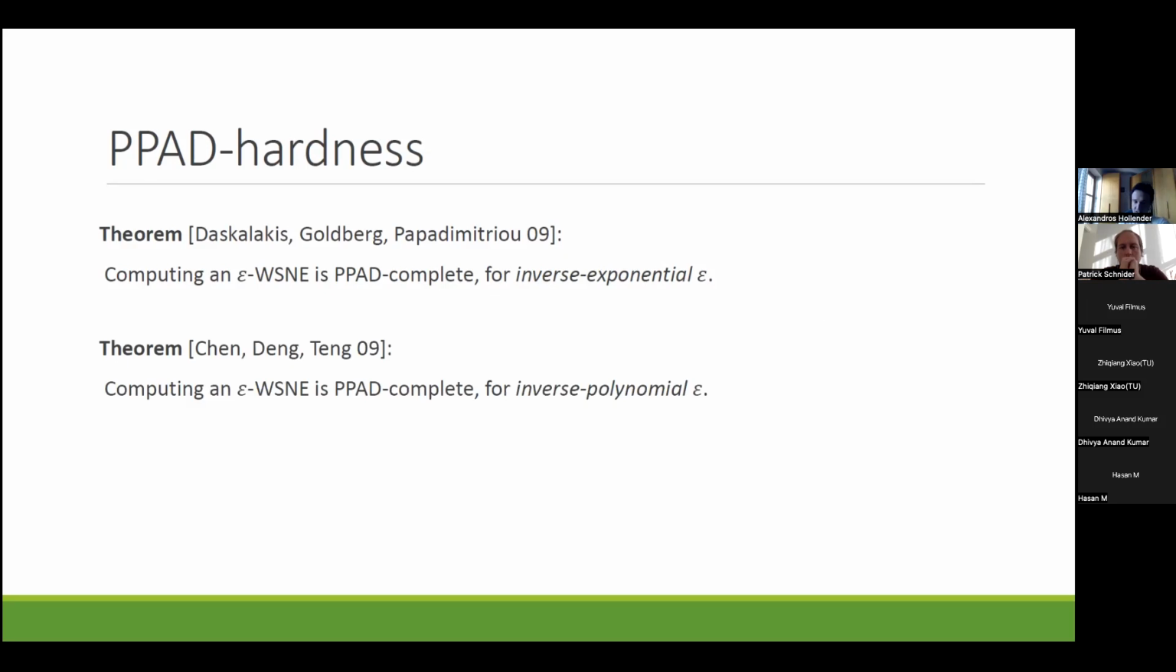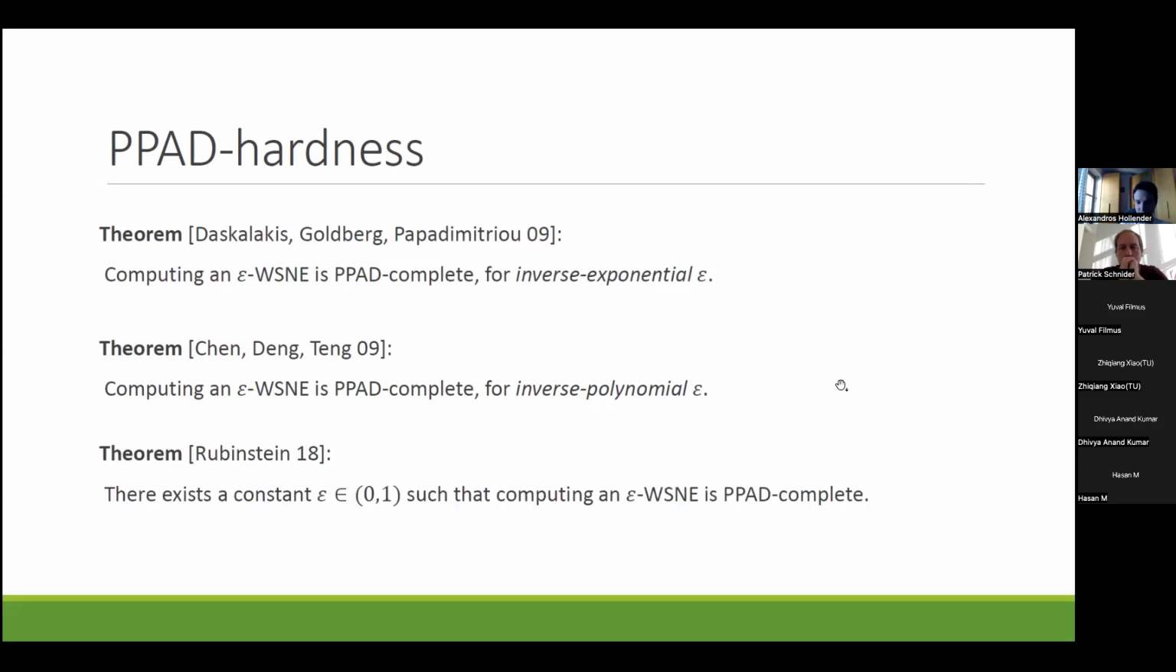The paper by Chen, Deng, and Tang, which proves hardness of computing Nash equilibrium for two-player games, bimatrix games, again, implicitly proves this for inverse polynomial epsilon, meaning that the epsilon has to decrease as the instance increases, but at a slower rate. Okay, and finally, there was a breakthrough result more recently by Rubinstein, who proved that there exists some absolute constant, so that no matter how the instances become larger, for the same constant, the problem remains PPAD complete.